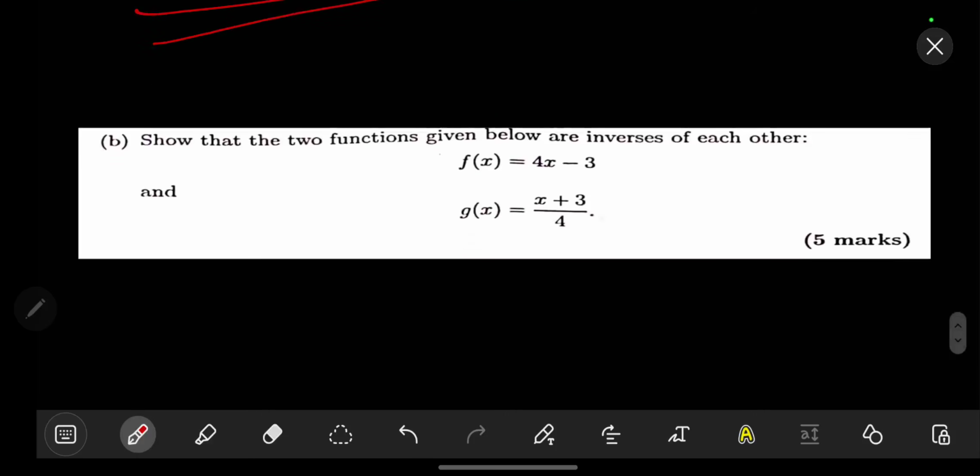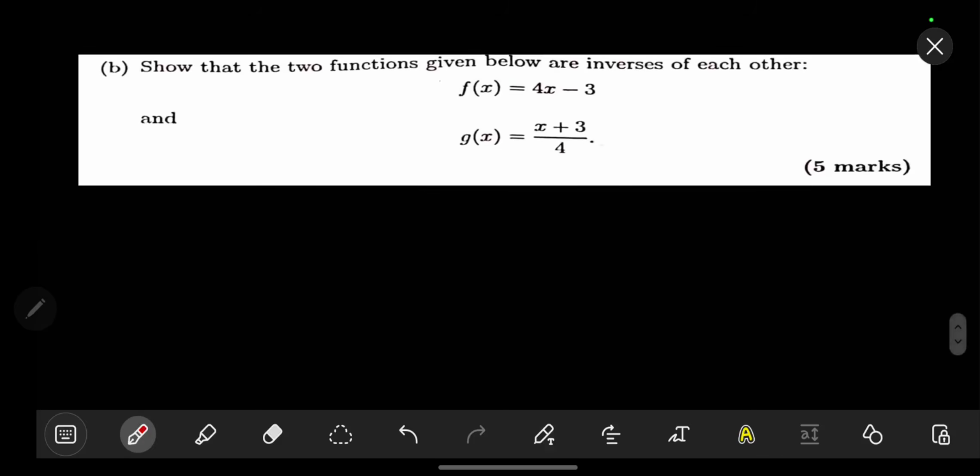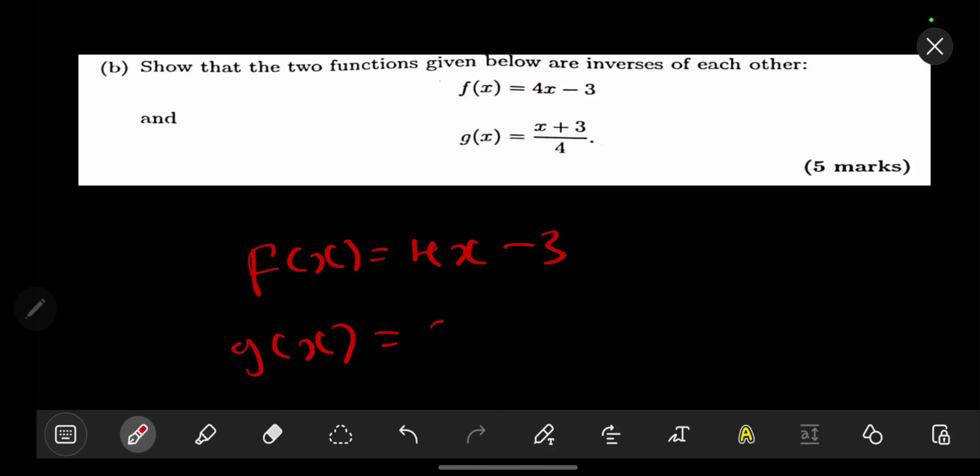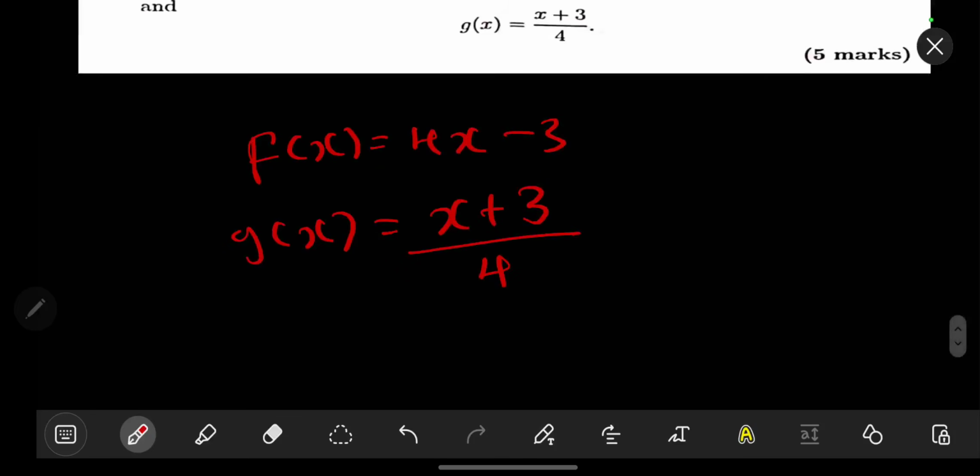Then the next question says, show that the two functions given below are inverses of each other. So what we have is our f of x, which should be equal to 4x minus 3. Another one is saying that our g of x should be equal to (x plus 3) over 4, like that.